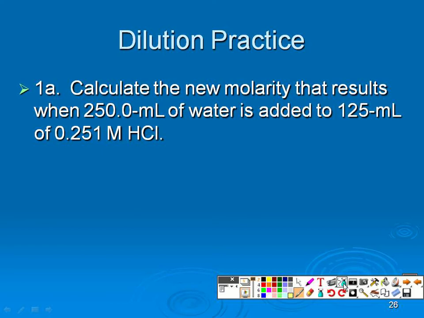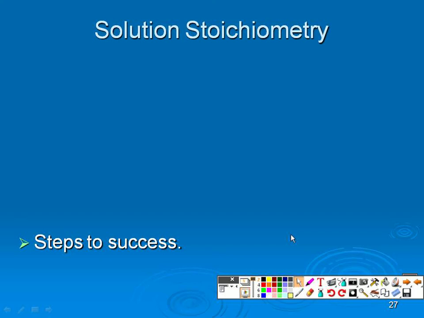And was the molarity less? By golly, by gum, it decreased because we diluted it. And that's what you'd expect.